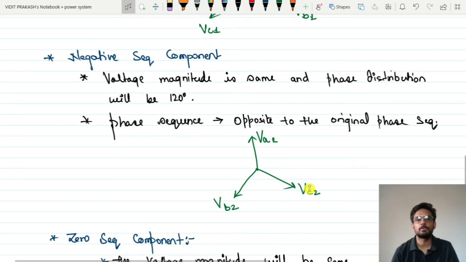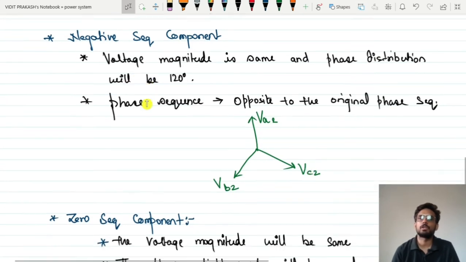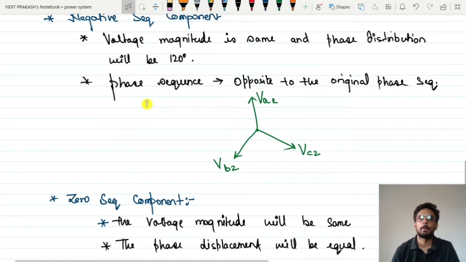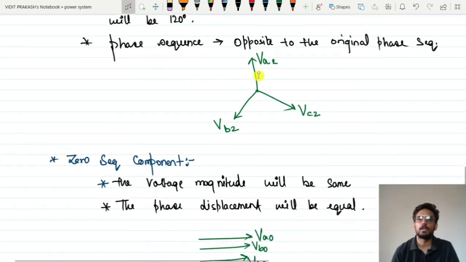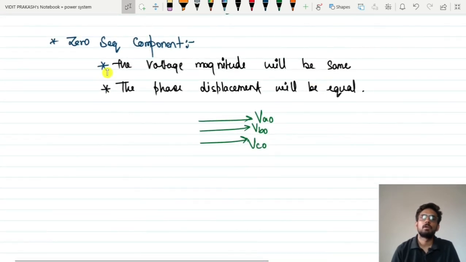What about the negative sequence component? In negative sequence component, voltage magnitude and phase distribution will be same, but the phase sequence will be opposite to the original phase sequence, that is A, C, and B. Earlier it was ABC, then it will transform to ACB. So the phase sequence will get reversed. Third is zero sequence component. In zero sequence component, the voltage magnitude will be same, but the phase displacement between all the three phases will be equal. Okay.